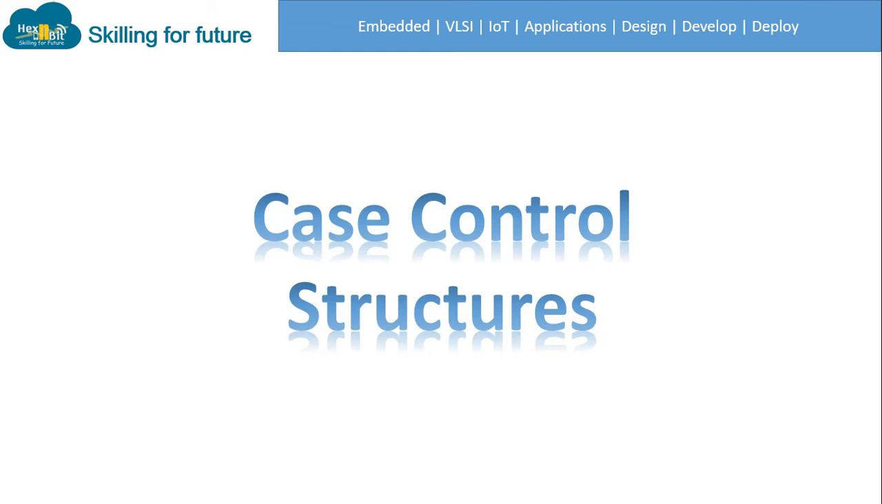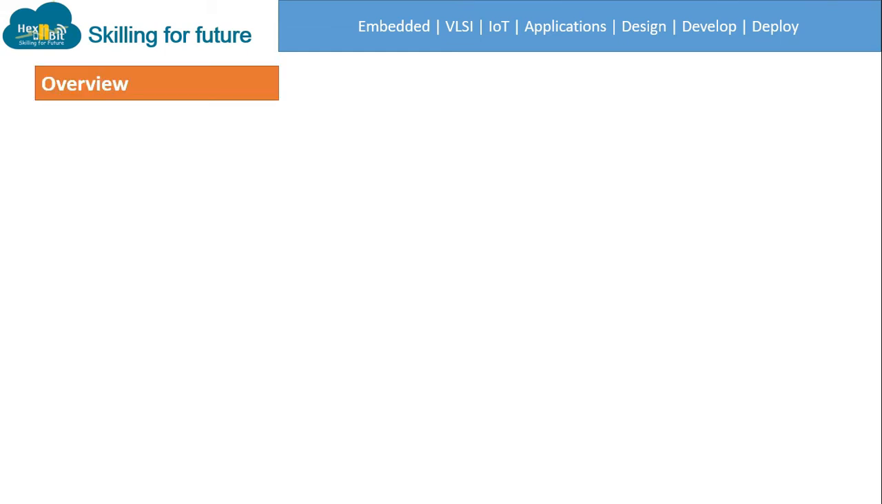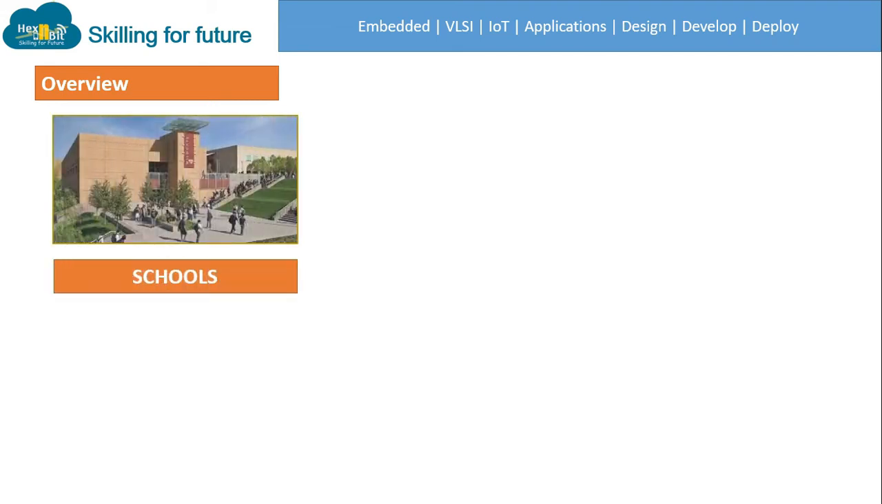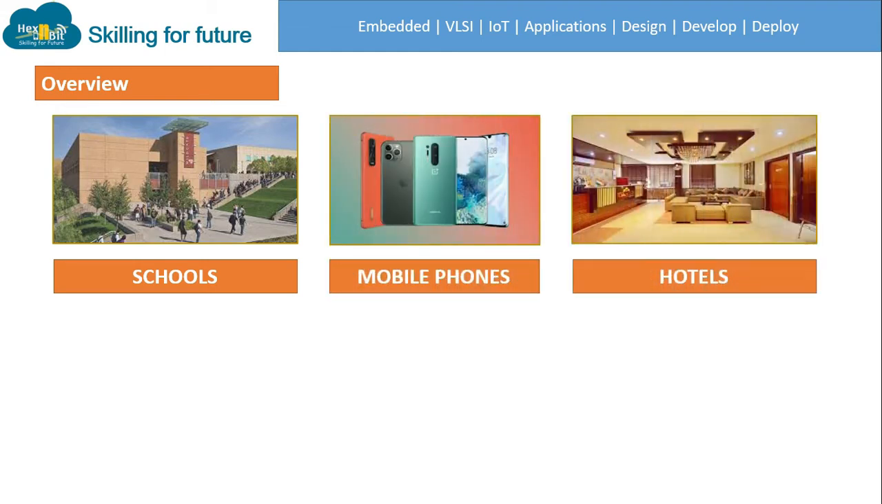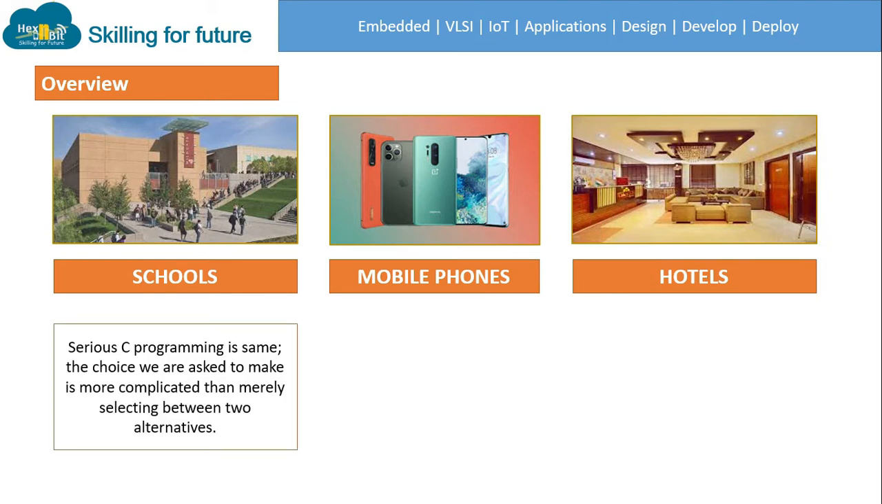So let's start. Now in real life, we are often faced with situations where we are required to make a choice between a number of alternatives rather than only one or two. For example, which school to join, so we have a number of options for that, which mobile to purchase, or which hotel to book for a holiday. Similarly, the C program is the same. The choices we are asked to make are more complicated than merely selecting between two alternatives.